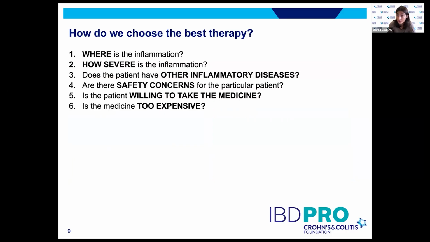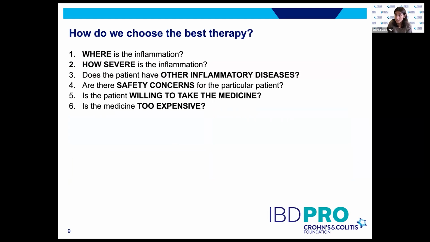So how do we choose? We have so many medicines now. How do we make the decision? So you want to know where the inflammation is, because you want to make sure it's targeted to the right spot, right? If it's in the rectum, putting a medicine right on the rectum with a suppository or enema makes a whole lot of sense.